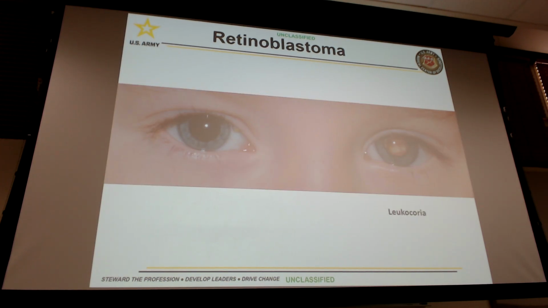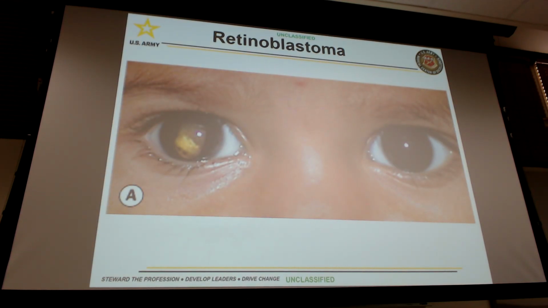Okay, this is a picture of leukocoria. You can see that patient's left eye is not normal. Okay, that is not a normal looking eye. Patient's right eye, not normal. There's something growing inside of there. That shouldn't be there. Okay.